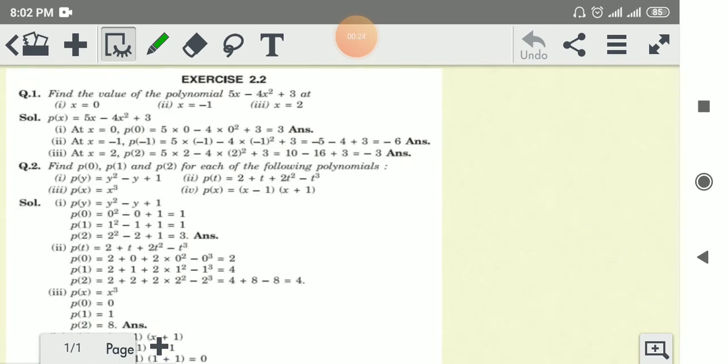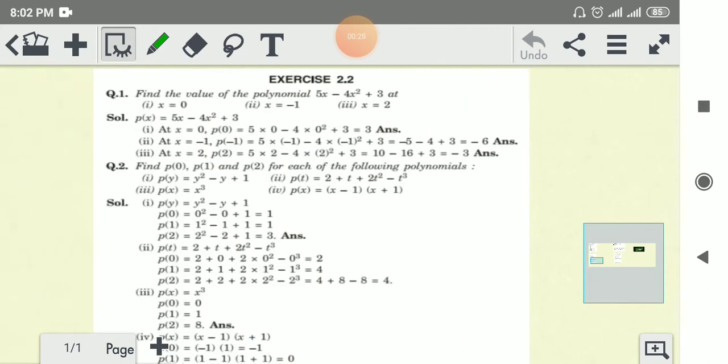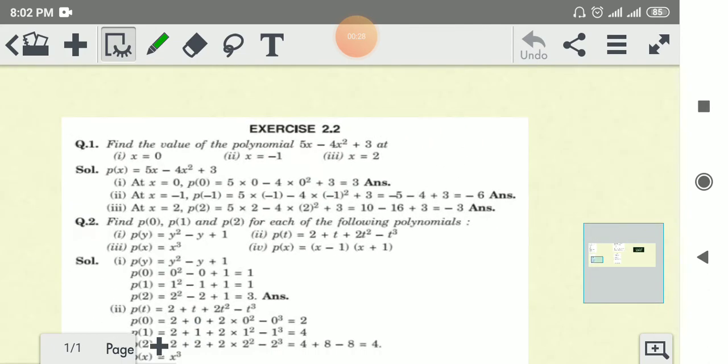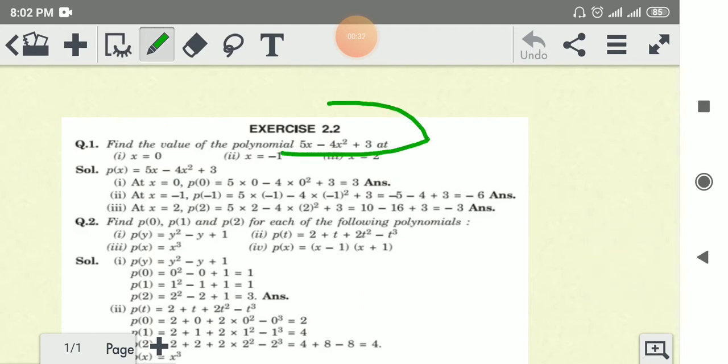यहाँ एक polynomials की equation दी हुई है. Equation is 5x minus 4x square plus 3. Okay, this is our equation, and here find the value for three values. First, when x is equal to 0, second x is equal to minus 1, and third x is equal to 2.